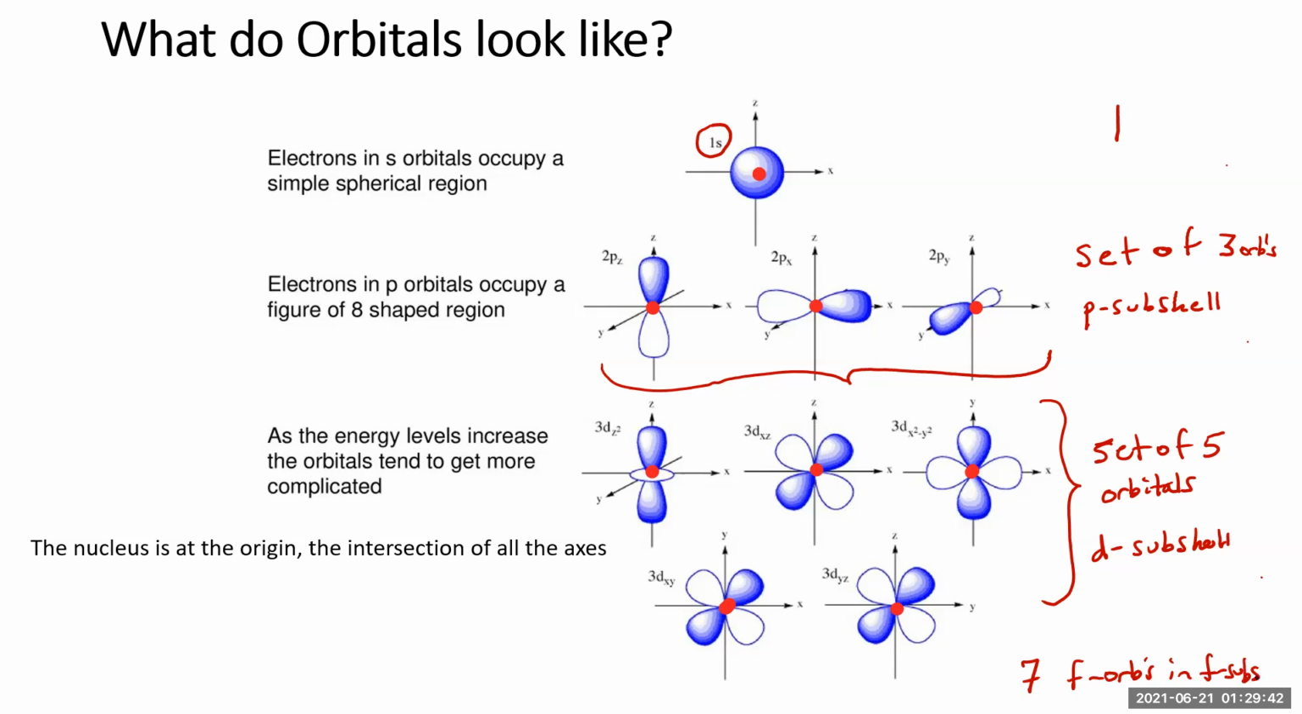Don't worry about the shape. We're not going to really talk about it. 7 f orbitals in the f subshell. 1, 3, 5, 7. They're always going to be odd numbers. If there were a g sublevel or subshell, it would have 9 orbitals. So these are the pictures of the orbitals.